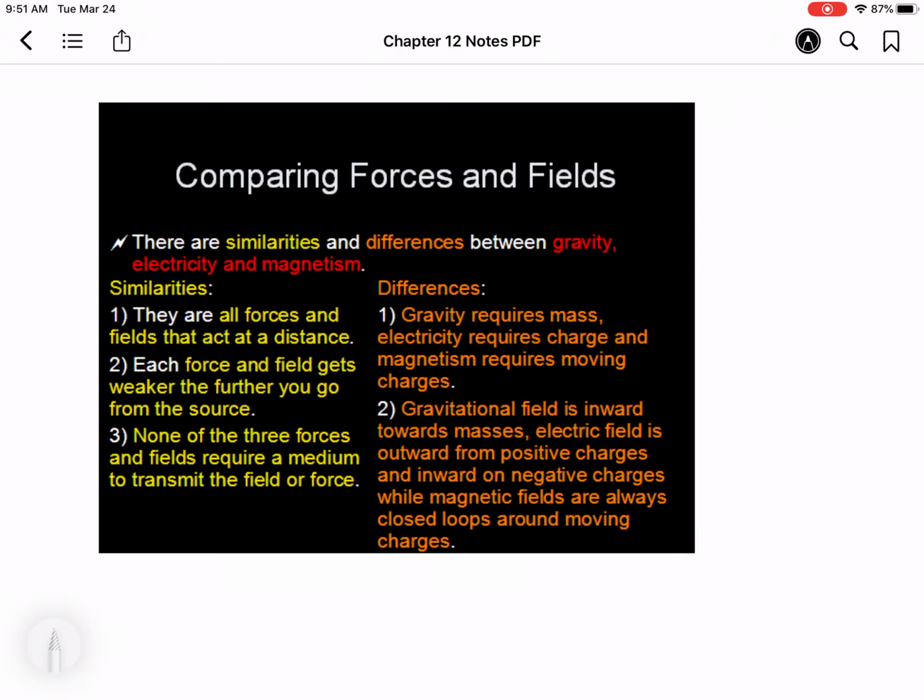Okay, there's some differences. Gravity requires mass, electricity requires charge, and magnetism requires moving charges. Remember, magnetism is all about moving charges lining up. You'll also notice the gravitational field is always inward, whereas the electric field can be outward from positive charges and inward from negative, and magnetic fields are always closed loops moving around charges. So there are some differences, but that's pretty much it.